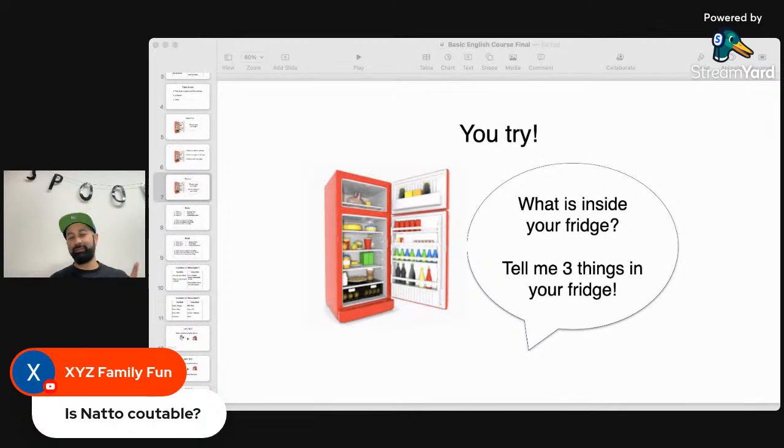I can give you the answer, but I want you to try. What do you think, XYZ? You've got natto. It's in your hand. XYZ, uncountable. Correct. Yes. Natto is definitely uncountable. You cannot count natto.